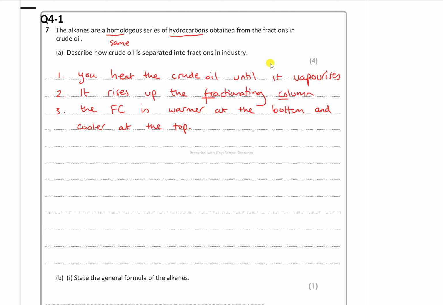Now what happens? As the crude oil rises, it will condense further up, and it will be collected at different heights.